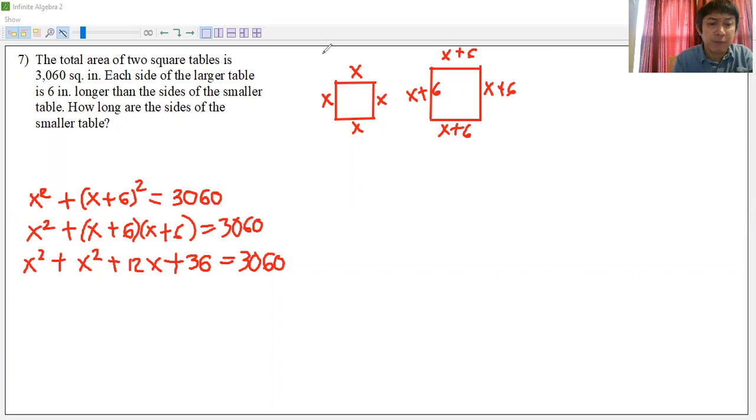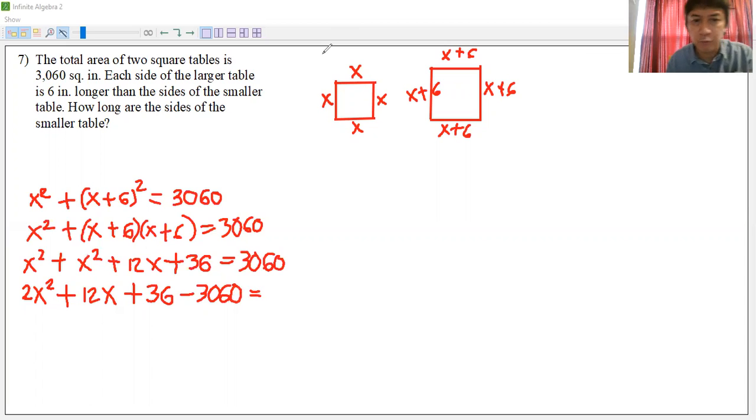Okay, so we shall simplify the x squared and the x squared, which gives us 2x squared, and we still have the 12x, and we have the plus 36, and we shall subtract 3060 from both sides, okay? So we will continue now with minus 3060, and if we subtract 3060 from the right, we will have a 0 there.